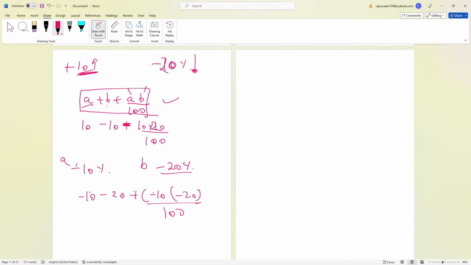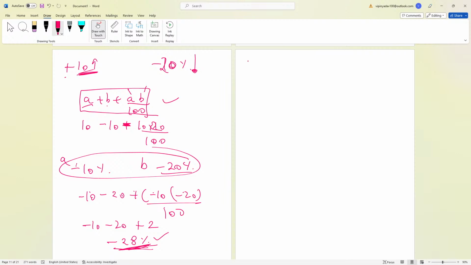So overall this sign will become what? Plus. So minus 10, minus 20, plus what? That is 200 by 100, so it will be 2 only we are getting. So now I'll be getting the final answer as minus 28. So 28%, not 30%. Overall it was minus 10, minus 20, so it looks like it is 30%, but it is not. It is 28%. So that is the case.